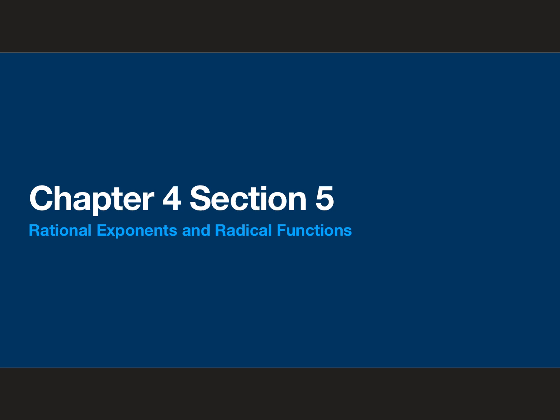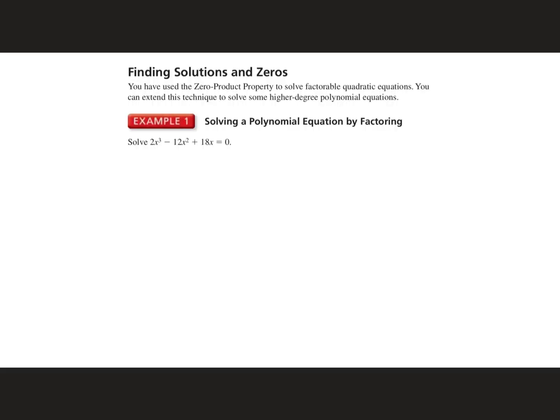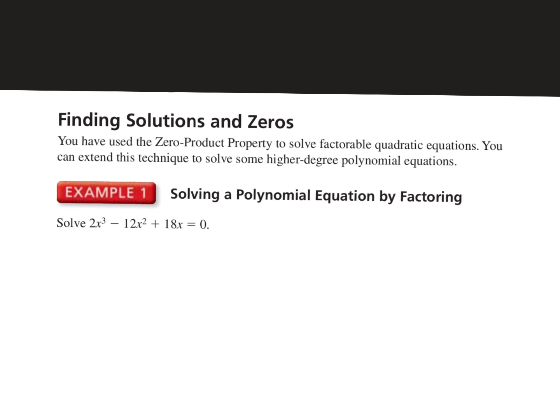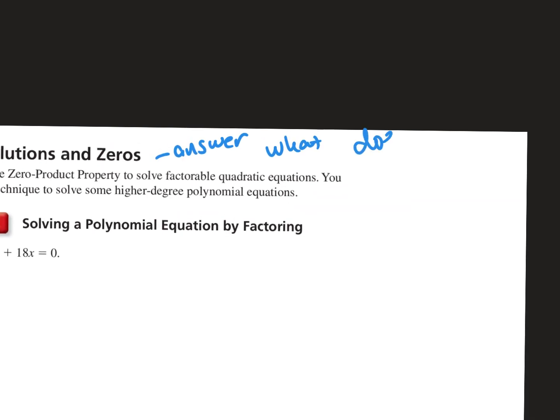All right, guys. Chapter 4, Section 5, talking about rational exponents and radical functions. We're going to talk about finding solutions or zeros. Anybody know what solutions mean? What does that mean? To find the solution. Finding the zeros. It's the answers, y'all. Answers. What does x equal? That's all finding the zeros means.